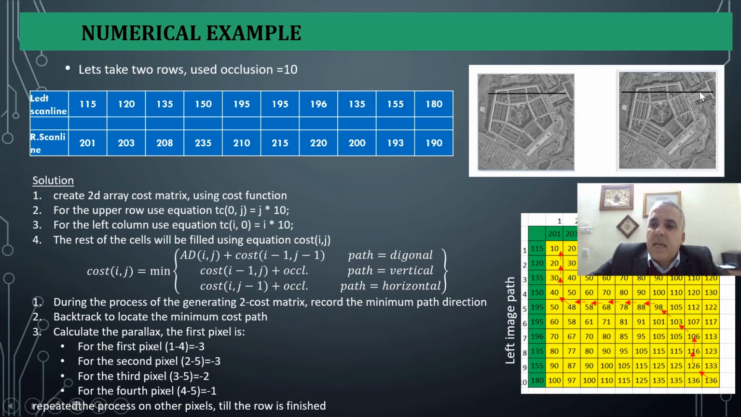And this is the right image. We will arrange the images. This is the right image pixel values, and this is the left image pixel values.